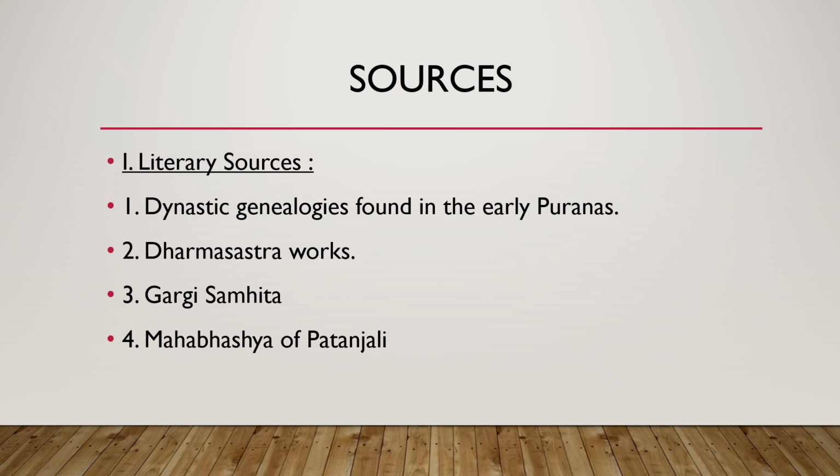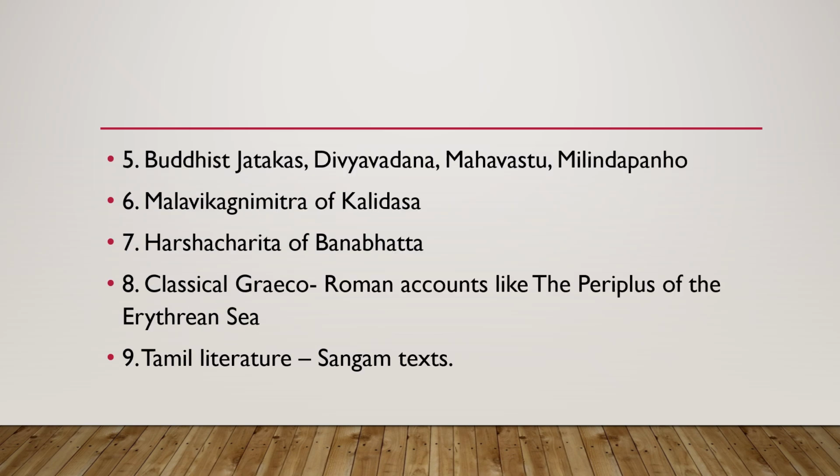The reconstruction of the history of the subcontinent after the Mauryan rule is based on a variety of sources. So now we will talk about the sources of this period. First, we come to the literary sources, in which the first one is the dynastic genealogies found in the early Puranas. They throw light on the political history of the times. Then we have the Dharma Shastra works, Gargi Samhita, Mahabhashya of Patanjali.